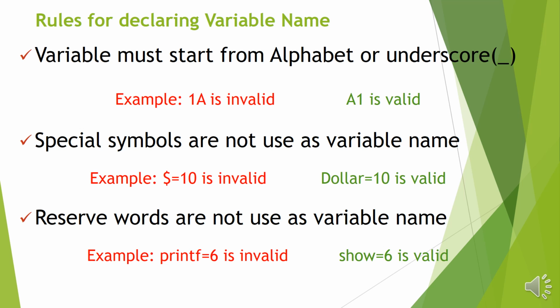Reserved words are not used as variables. As we know from a previous tutorial, what is meant by reserved words? Reserved words are words which have a predefined meaning in a programming language and they are not used as a variable. So we can say that reserved words are not used as variables. For example, printf is an output function. We cannot use printf = 6 as a variable name. Instead of printf we use show = 6, which is a valid variable name.